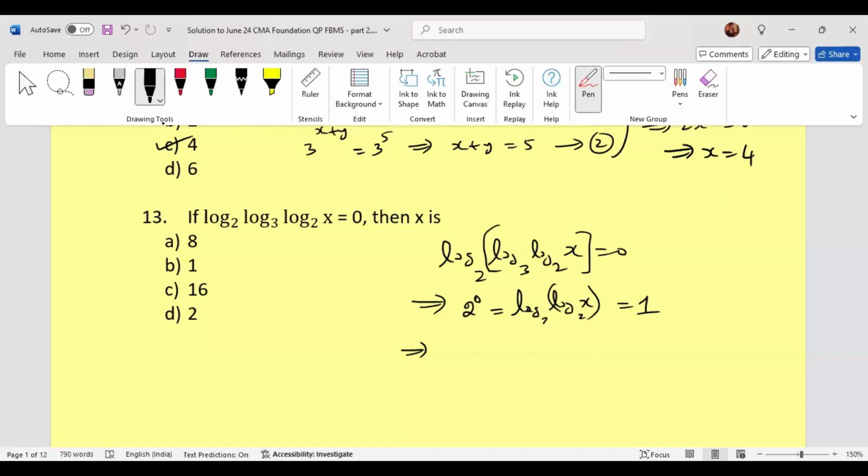Then logarithm of 3, logarithm of x to the base 2. So now we can write this 3 power 1 is equal to logarithm of x to the base 2. Now this is nothing but 3. Again we can say x is equal to 2 cube, which is 8. That means option A is the right option.